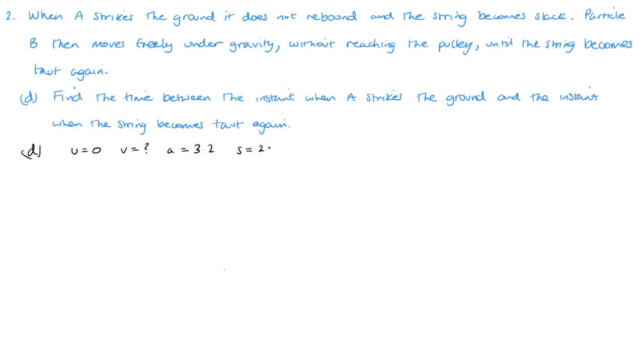S was 2.5, wasn't it? So V squared equals U squared plus 2AS. We also had the time, so we could use that as well. But anyway, 0 plus 2 times 3.2 times 2.5. We'll find out. So V is 4 meters per second. So that is now under gravity.